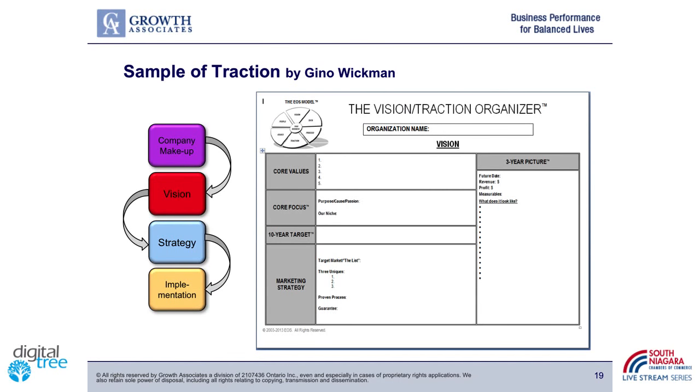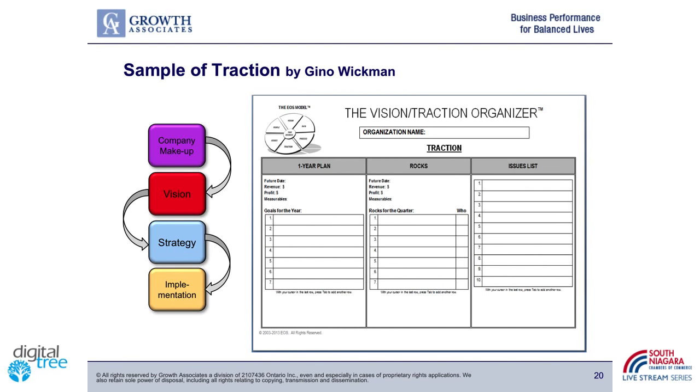If we take a look at the next slide, it shows page 2 of the Vision Traction Organizer. And here we develop some really crystal clear ideas of where we're going to be in 1 year's time. It's a very, very short period in most businesses. January 2019, before we know it, we're on it and it's right around the corner. So if we don't establish some really clear objectives and goals of what we want to be in 12 months' time, very difficult to achieve it.